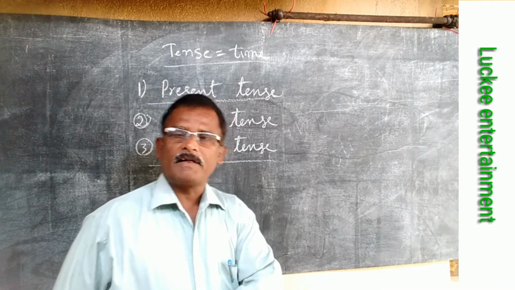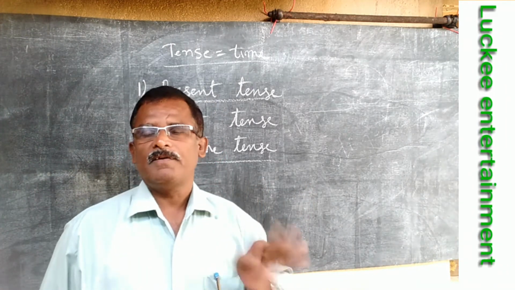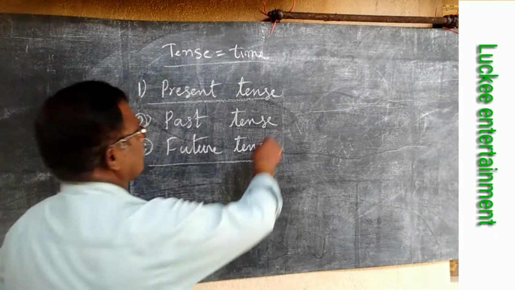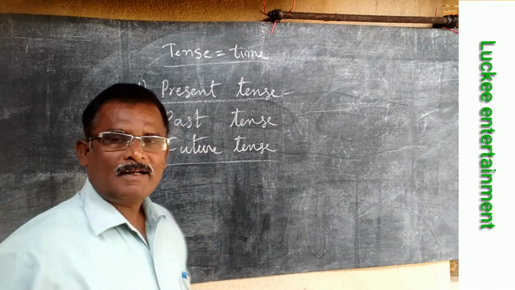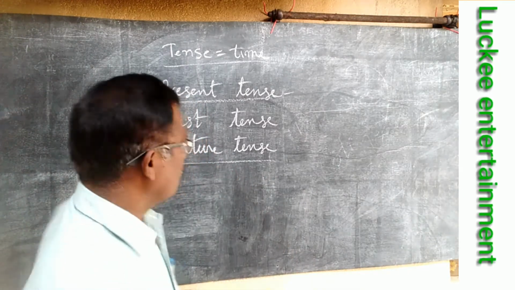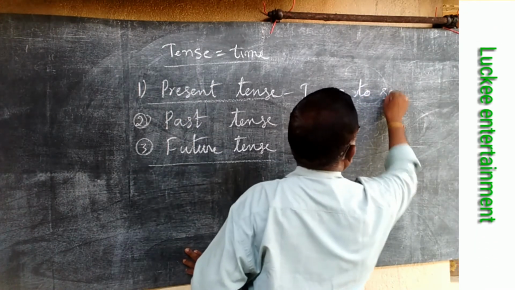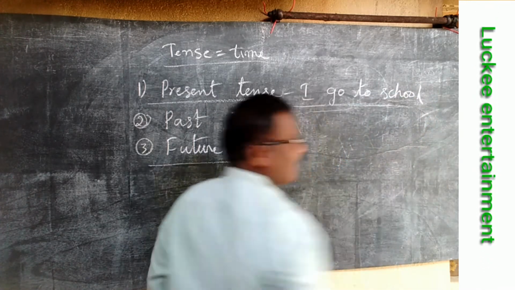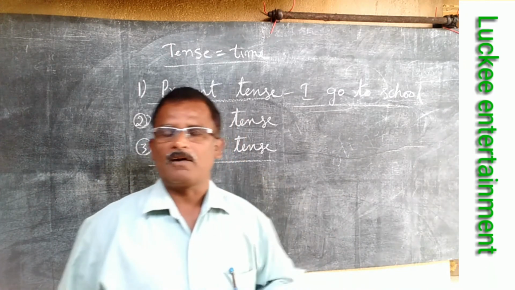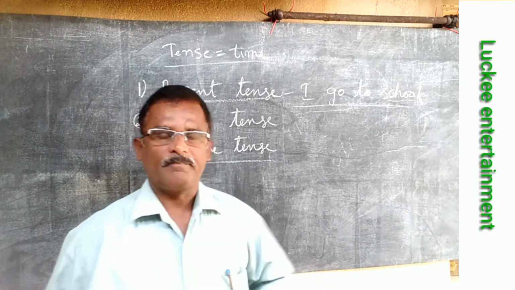So there are basically three tenses in English. The first one is present tense, second one is past tense, and the third one is future tense. Let us see in examples. Ippudu present tense ankonde. In present tense, if we take any verb, for example, I go to school. Present tense means I go to school. I go to school ante nenu school ku velthanu. It is in present tense. It is related to present situation or present action.